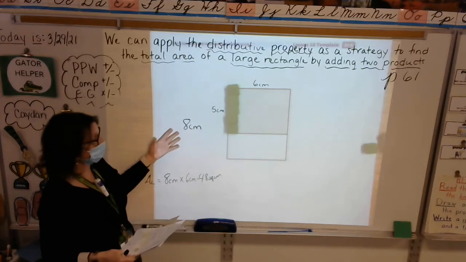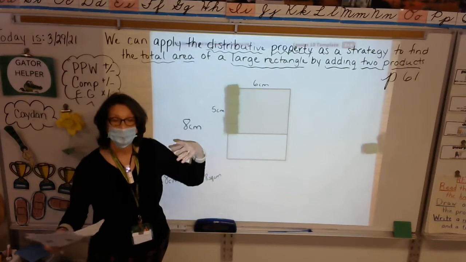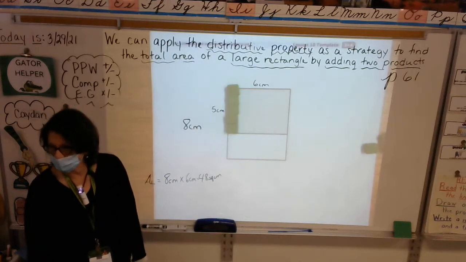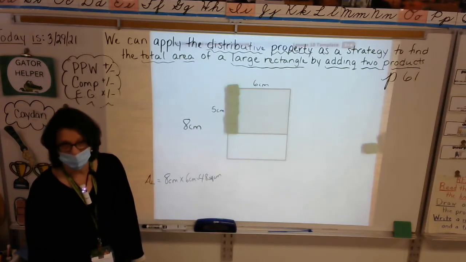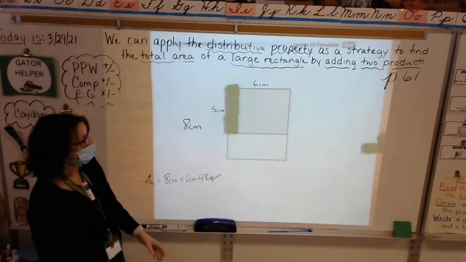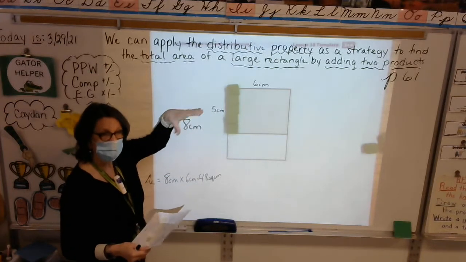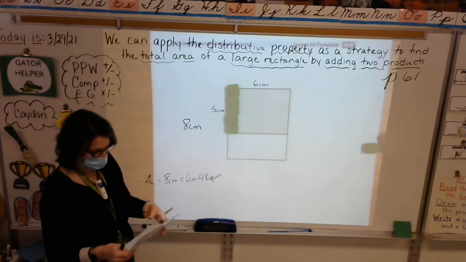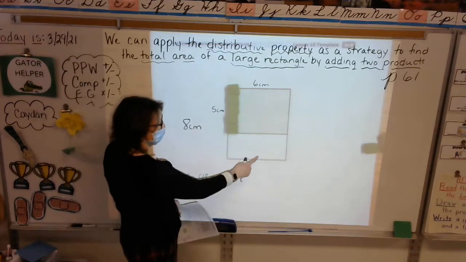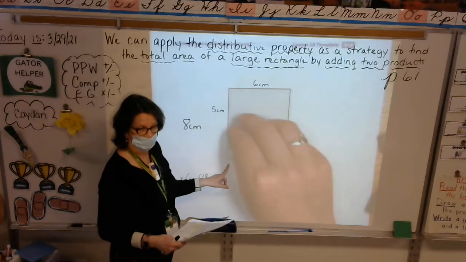Okay, what are side lengths of the shaded rectangle? 5 centimeters and 6 centimeters. What number sentence would we write to find the area of the shaded rectangle? What numbers would we multiply to find the area of the shaded? Lucas? 5 times 6. Very good. Okay, we would use 5 times 6 for the shaded. Okay, now let's come down here and let's find out the side lengths of the white rectangle.